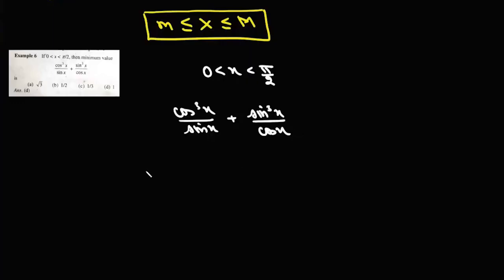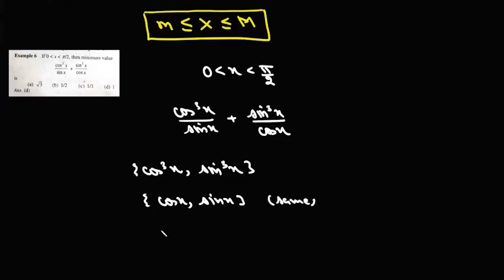Now one of the sequences, suppose cos cube x and sin cube x, are arranged in some order, then cos x and sin x will be arranged in the same order, but 1 upon cos x and 1 upon sin x will be arranged in the opposite order.